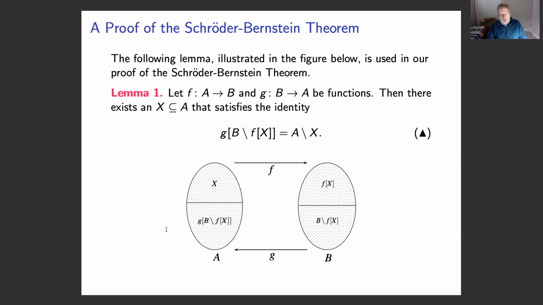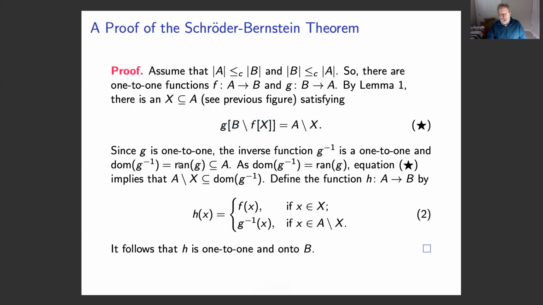So we want to define a function from the set A to the set B. If we have an object that lives in the X part of A, then we define the function to be just the result of plugging that individual into F. If we have an individual who lives over here, you plug that into the inverse G function, and you get an individual over here. It turns out if you do that, because of this equality, the function is one-to-one and onto, so you'll have a bijection.